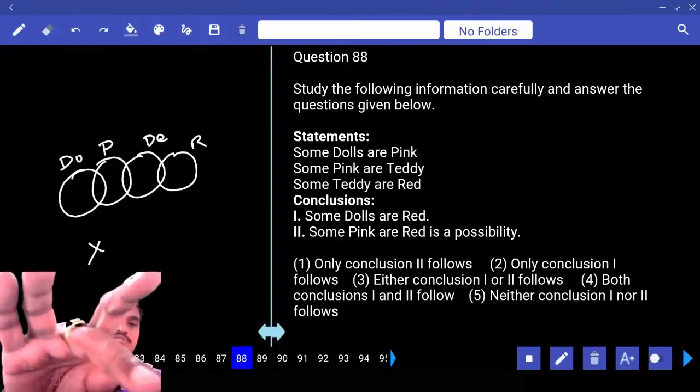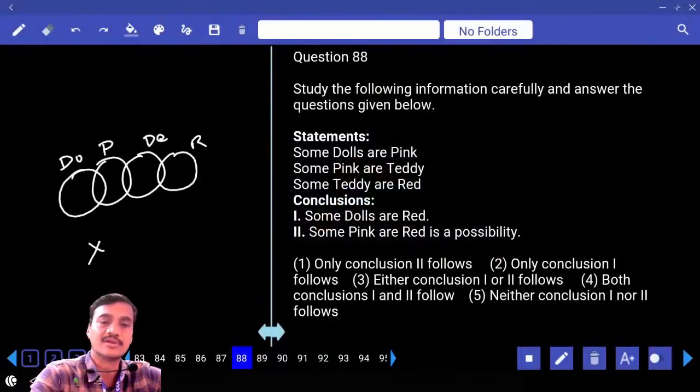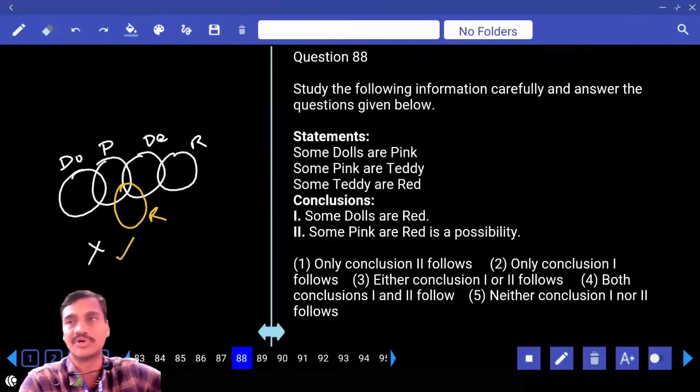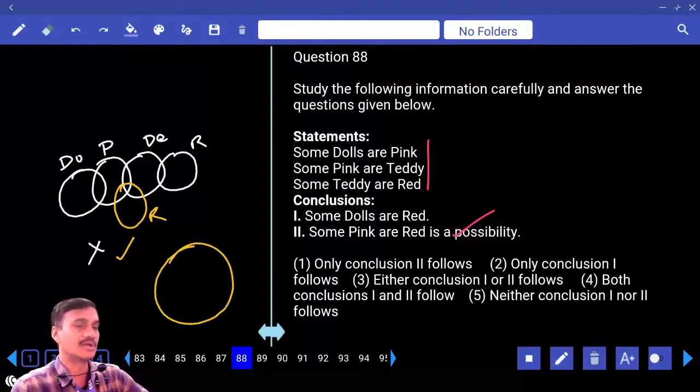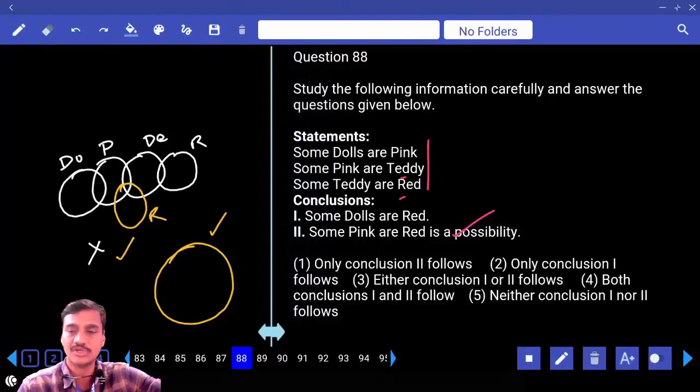Pink and red can be intersected or not? Now tell me whether I can write red like this or not. Yes. Hence that is possible. And again all the statements are affirmative. Anything is possible. You can write a universal diagram for a possibility. Then all come under this category. All dolls are pink. All pink are red. Teddy and so on. Hence what is your answer? Only 2 follows. Only 2, choice 1, question number 88.